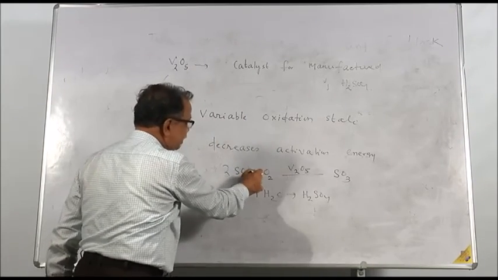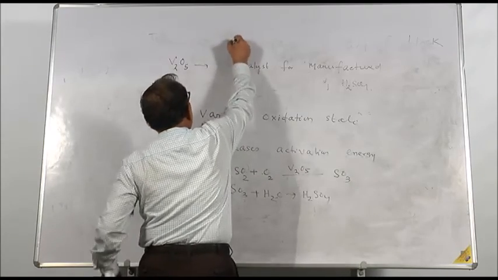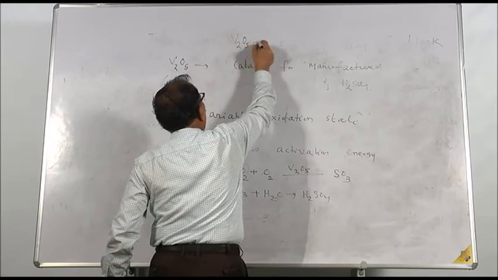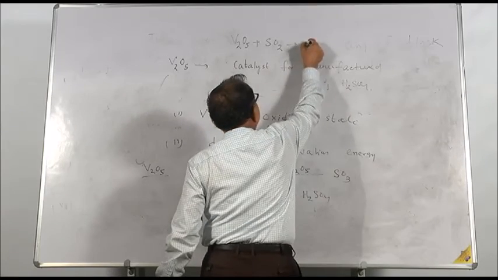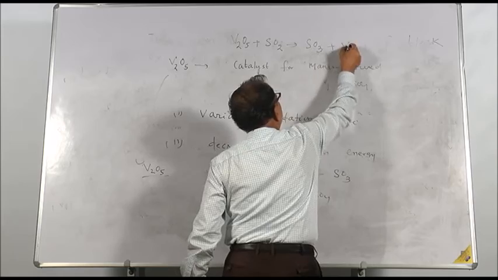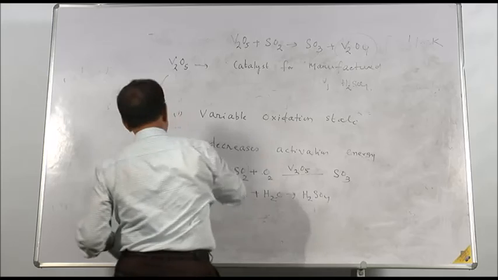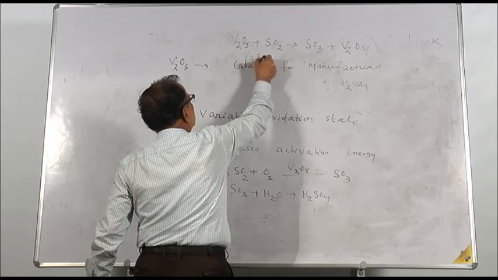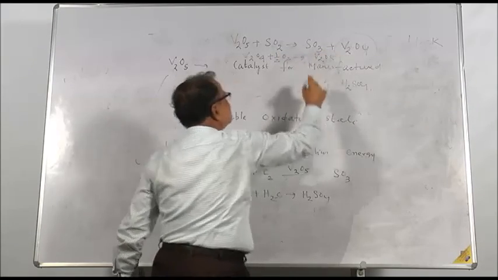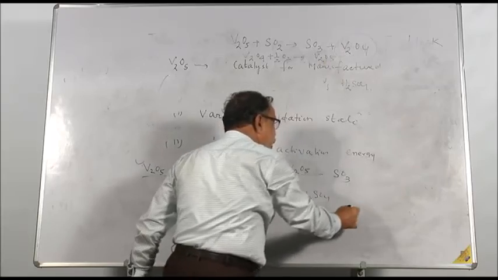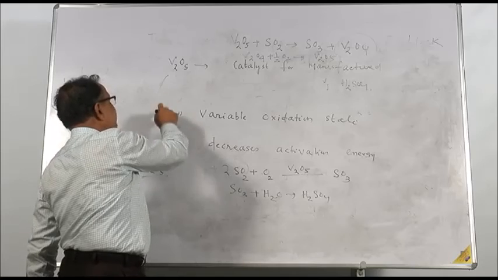First, you may write this equation: V2O5 plus SO2, sulfur dioxide, forms SO3 plus V2O4. The V2O4 is unstable. Due to V2O4 being unstable, it immediately changes with half O2 to form V2O5 again. So it remains unchanged, but it lowers the activation energy. Therefore, this acts as a catalyst.